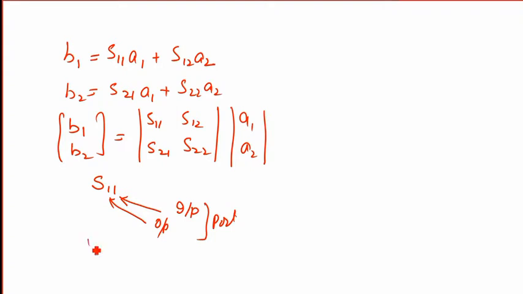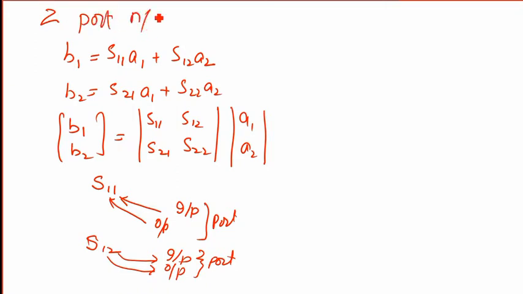Similarly, if it is S12 or S21, this one indicates the input and this will indicate the output. It will become more clear in just a minute. अच्छा, तो basically हम क्या कर रहे हैं कि we have written a relation for a two-port network in terms of reflected, incident and S parameters. Okay.